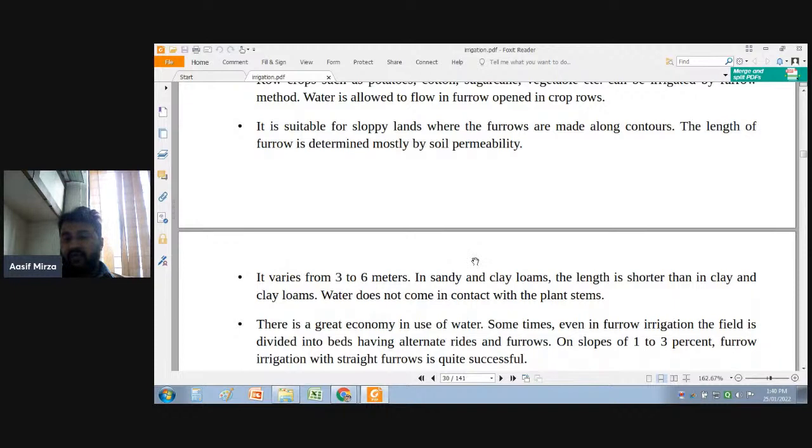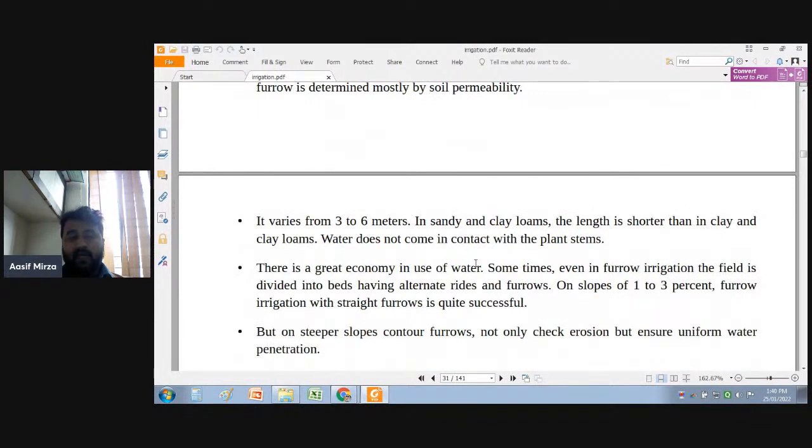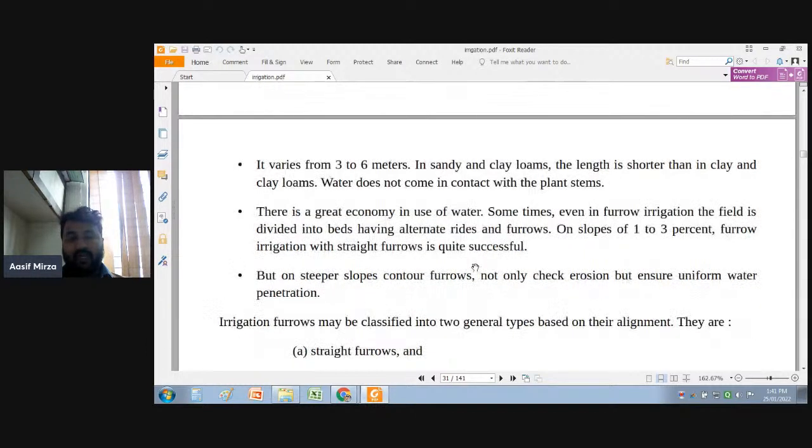Sometimes even in furrow irrigation, the field is divided into beds having alternate ridges and furrows. On slopes of 1 to 3%, furrow irrigation with straight furrows is quite successful. But on steeper slopes, contour furrows not only check erosion but ensure uniform water penetration.